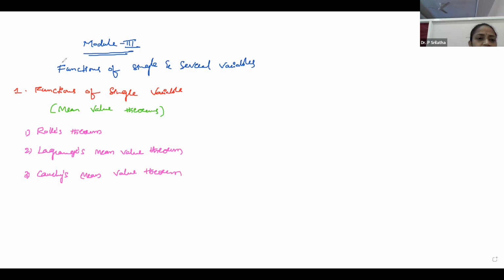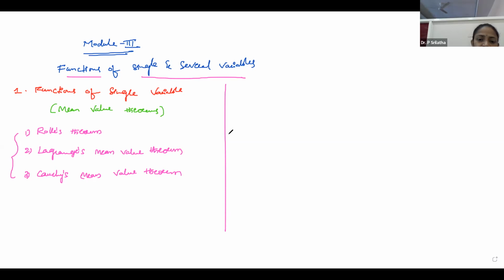So our module 3 is functions of single and several variables. In that we have two chapters. The first one is functions of single variable. In that we have mean value theorems, and in our syllabus we have only 3. The first one is Rolle's mean value theorem, the second is Lagrange's mean value theorem, and the third is Cauchy's mean value theorem. Okay.